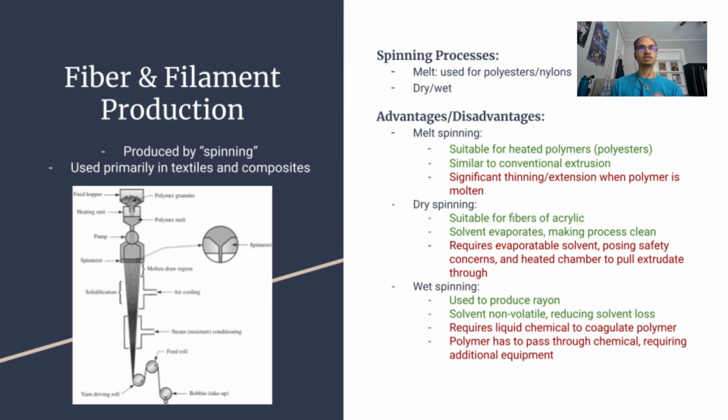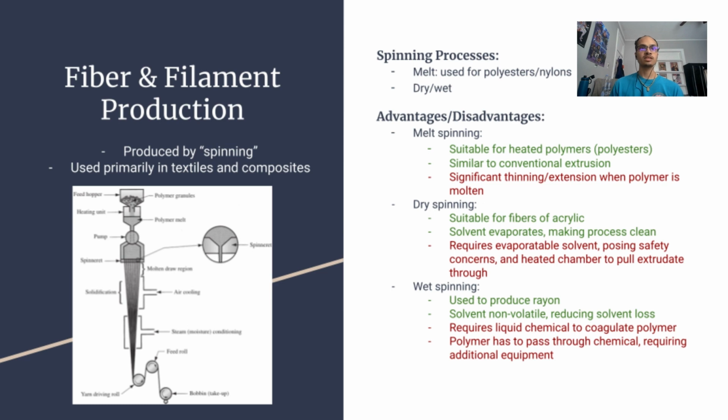Fibers and filaments are produced by spinning, a term carried from the natural fiber spinning before synthetic production was available. Fibers are strands of materials at least 100 times longer than the cross-sectional area, whereas a filament is a fiber of continuous length. There are three methods for this type of production: melt, dry, and wet spinning.